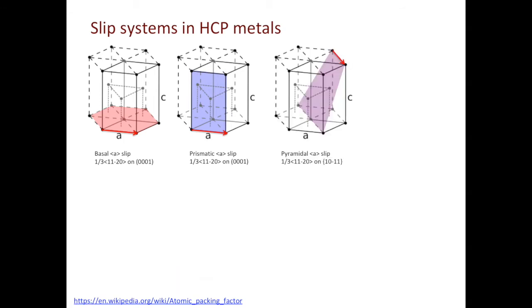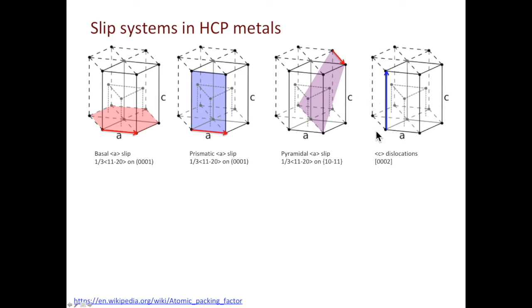Now, let's look at some less common slip systems. Again, we have the A dislocation here, but it can also glide on the pyramidal plane. The pyramidal plane is 101/1, as shaded in purple here. Besides those A dislocations, you can also have dislocations with the 0002 as the Burgers vector. Because the Burgers vector is parallel to the C-axis of the crystal, these are also called the C dislocations.